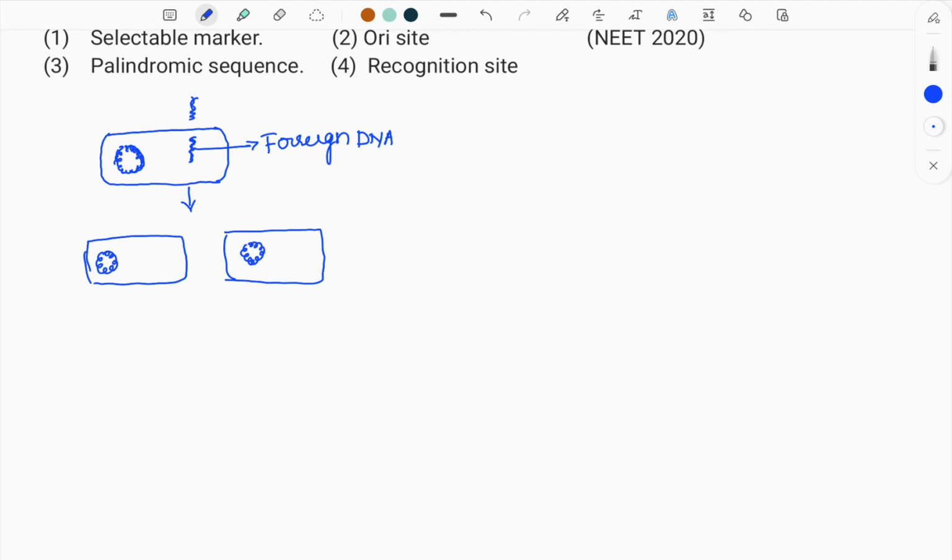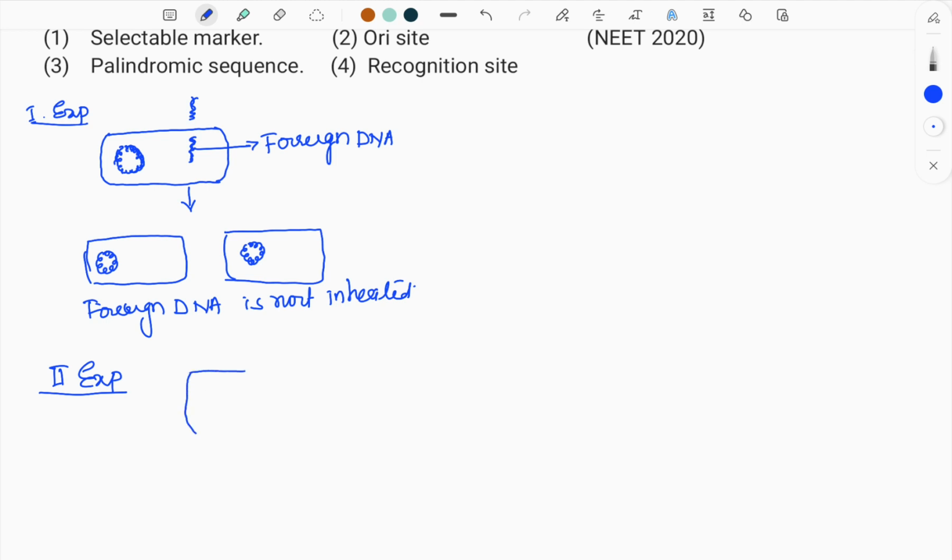So in this, the foreign DNA is not inherited. I write here, foreign DNA is not inherited. Yes. Why is the foreign DNA not inherited? That is the question here. Now, in experiment 2, let us take it as experiment 1. Let's take it as experiment 2. In this experiment, what do we do?